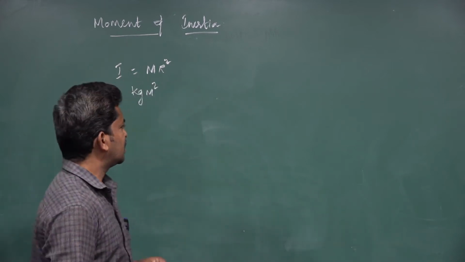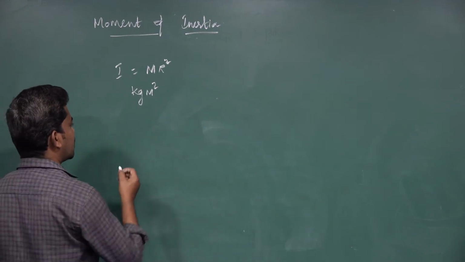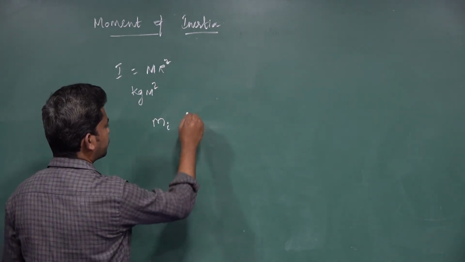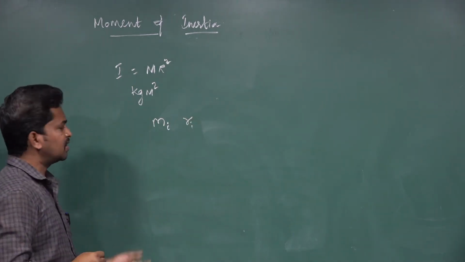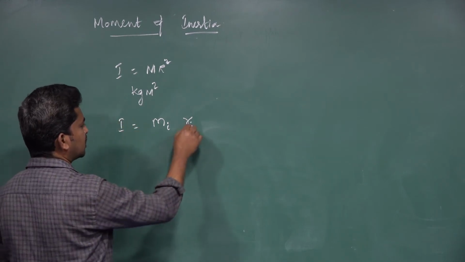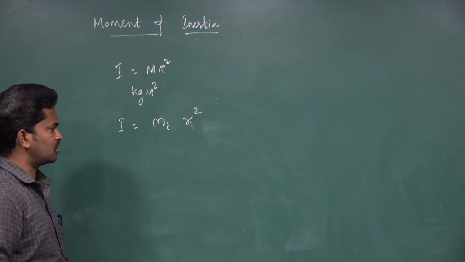Next, the general formula for a point mass. If we just consider one point mass mi, whose position is ri from the axis, then the moment of inertia I is equal to mi ri square. This is the general formula for point masses.